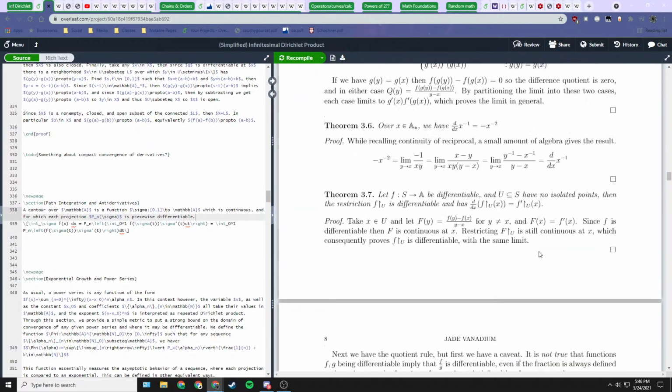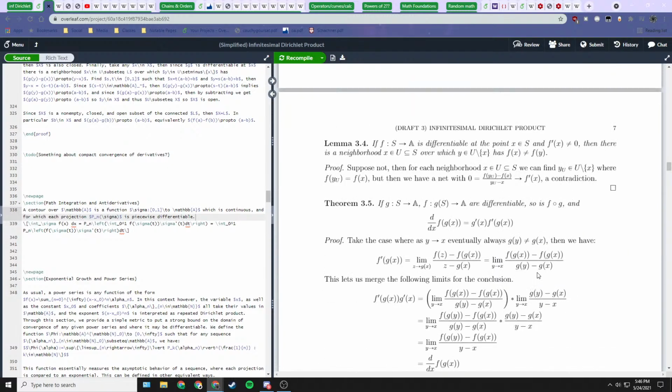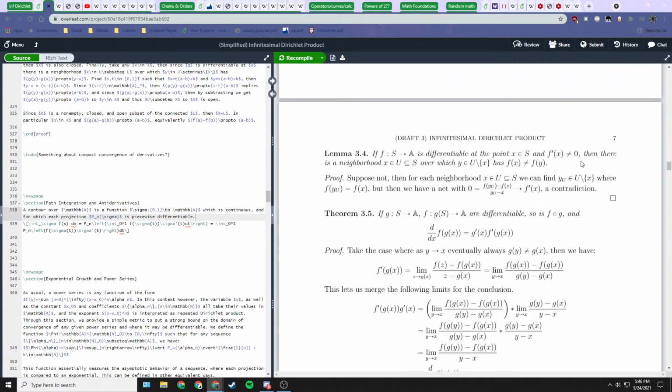But there are other cases where it just needs to be zero. So up in this differentiability section, I have a lemma here. If a function f is differentiable at a point and its derivative is not zero, then there's a neighborhood of that point in the domain over which any different point y has f of x not equal to f of y. So this is not quite the same as local injectivity. It's almost the same as local injectivity.